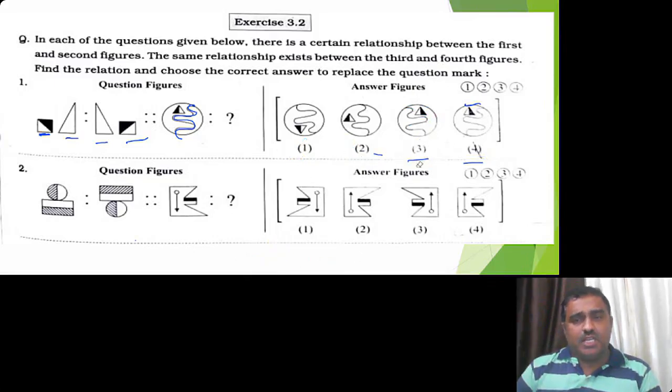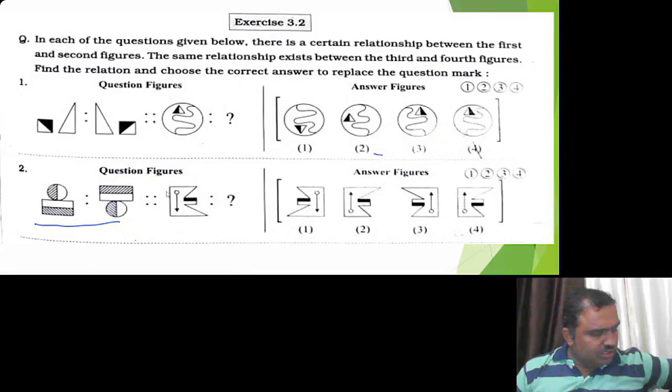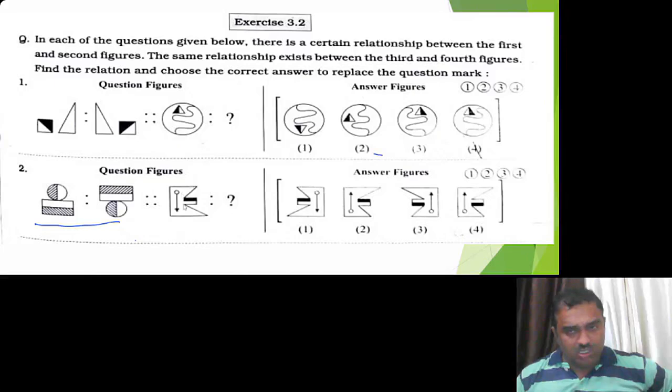Same thing is here, only one thing you have to change. See the figure number 2nd. Everyone, see the figure number 2nd and tell me the correct answer. 4, 4, 4. Most of the students are saying 4. Somebody is saying 1. So there is confusion between 1 and 4.